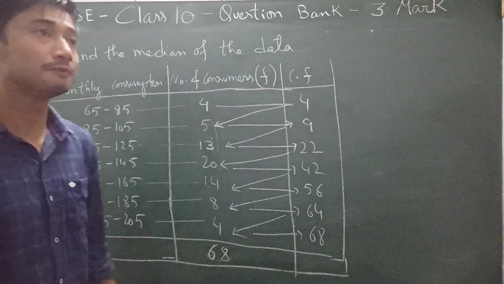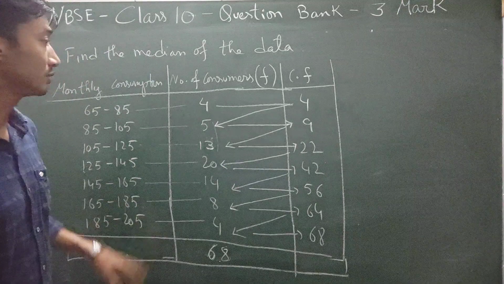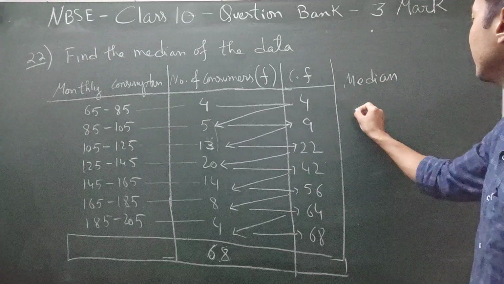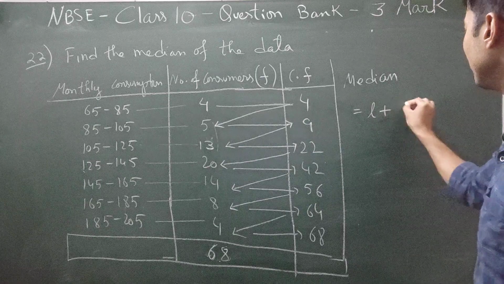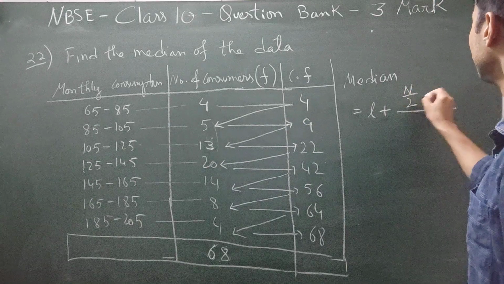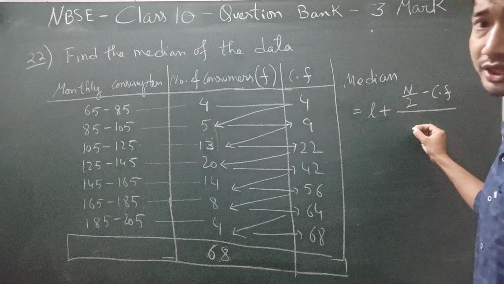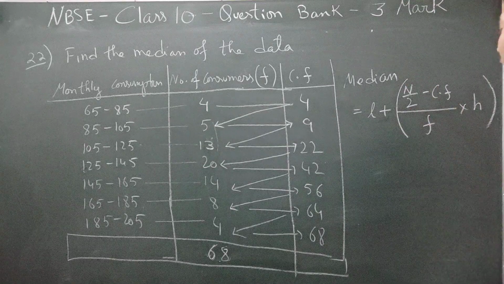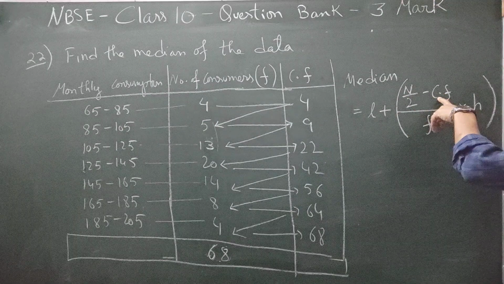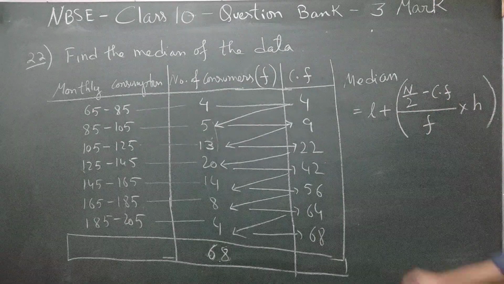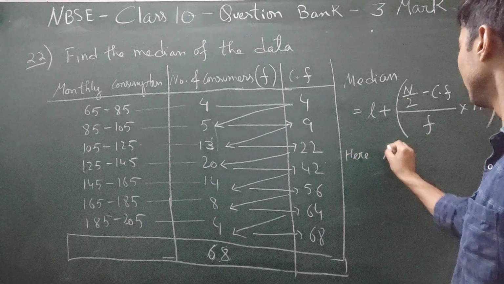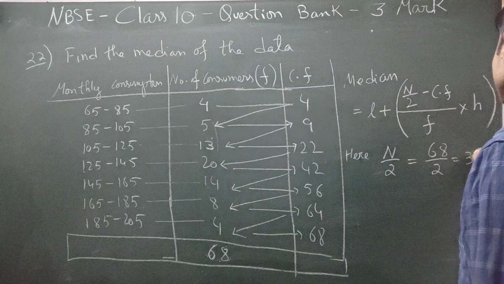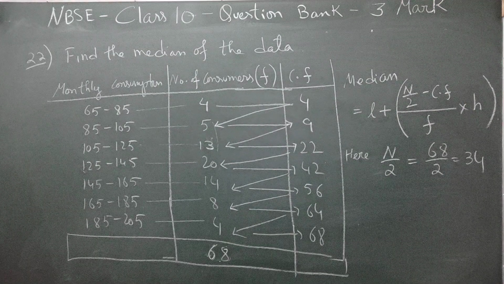Now what was the formula for this? I need this also. I'll just write it down here. Median. What was the formula for median? Median was L plus n by 2 minus cumulative frequency of the class preceding the median class, divided by frequency of the median class, into h. Now how do we calculate this L, n by 2, CF, F, h? Here, n by 2, n means the total, 68. 68 by 2, so that's 34. Simple as that. N by 2 is 34.